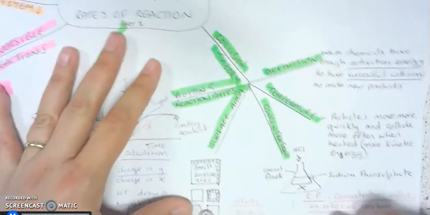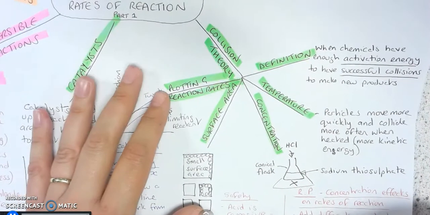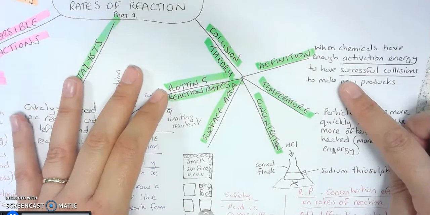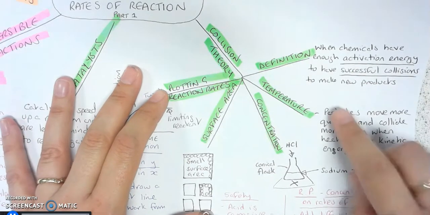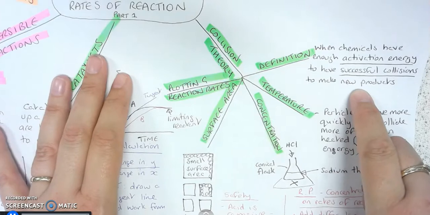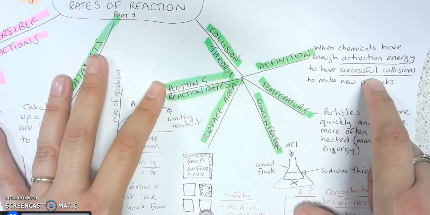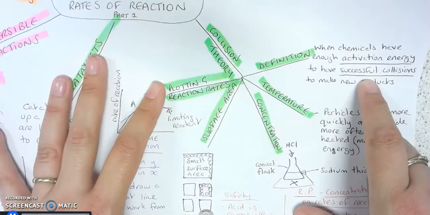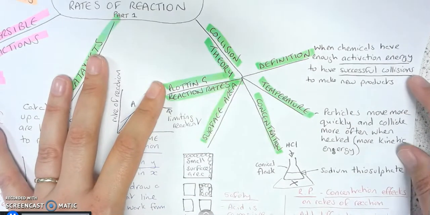Right, this part then is looking at the collision theory, and that's what it's all about. It's all about how much activation energy those chemicals have to smack into each other, to collide, to have successful collisions, to make a new product. And really, if you've got any questions, and you will have some questions based on this, to do with the collision theory, those are the two terms you must put in your answer, especially if it's a 6-marker. The chemicals have to have enough activation energy to collide and have enough successful collisions to make new products. Absolutely crucial that you put those two terms in.